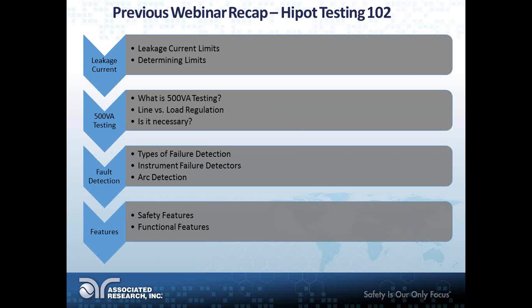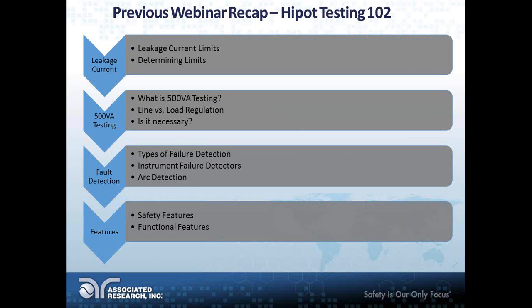We also went into fault detection. The fault detection was more specific to our instruments, since that's pretty much our basis for comparison here, but how our fault detectors work, what they're doing, what are the various fault detectors, and how they can help you in the lab or production line. And then we just went over some extra features of our HiPot testers.